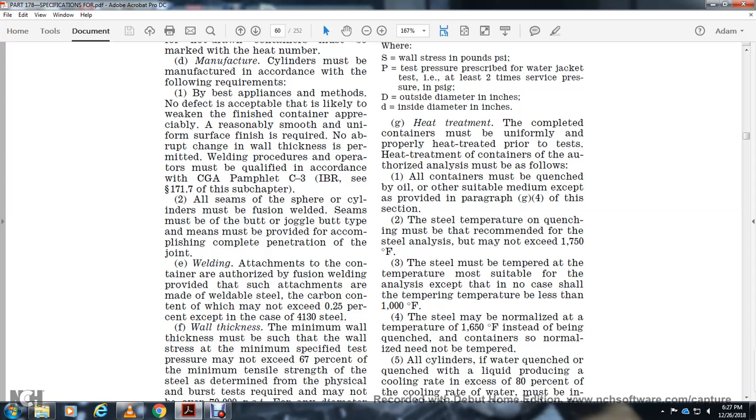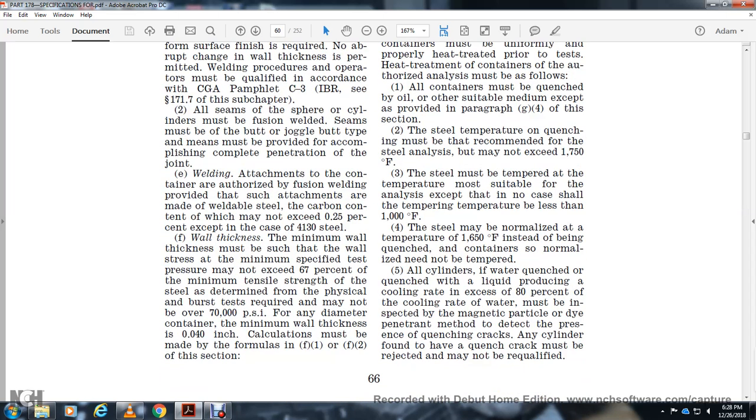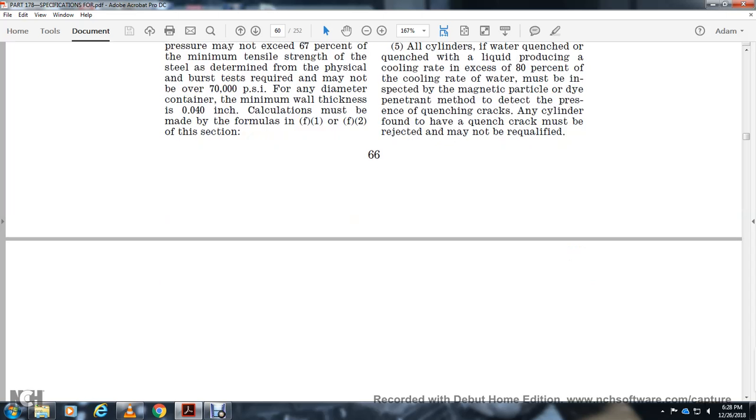Steel may be normalized at a temperature of 1,650 degrees Fahrenheit instead of being quenched, and containers that are normalized need to be tempered. All cylinders must be quenched in a liquid that produces a cooling rate not exceeding 80 percent of the cooling rate of water. Inspect by the magnetic particle or dye penetrant method to detect quenching cracks. Any cylinder found with a quenching crack must be rejected and may not be requalified.